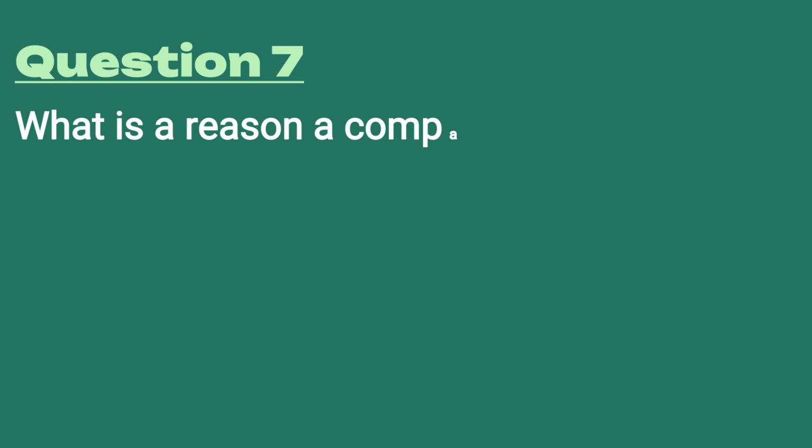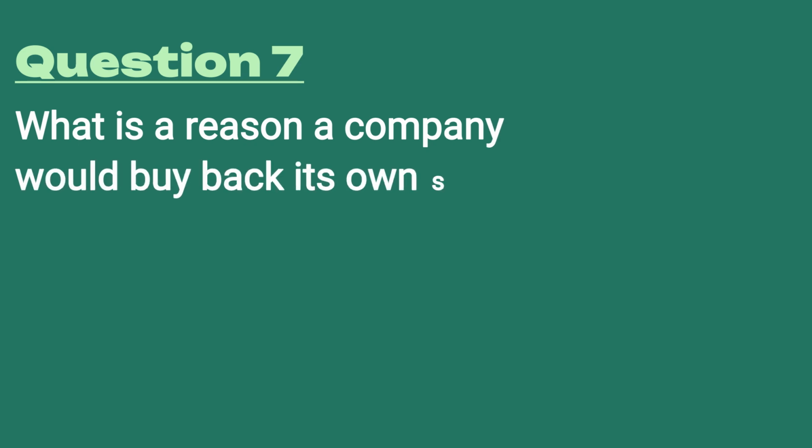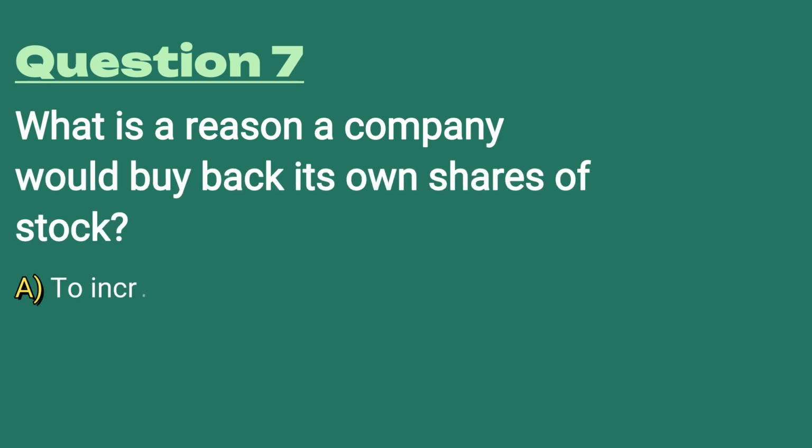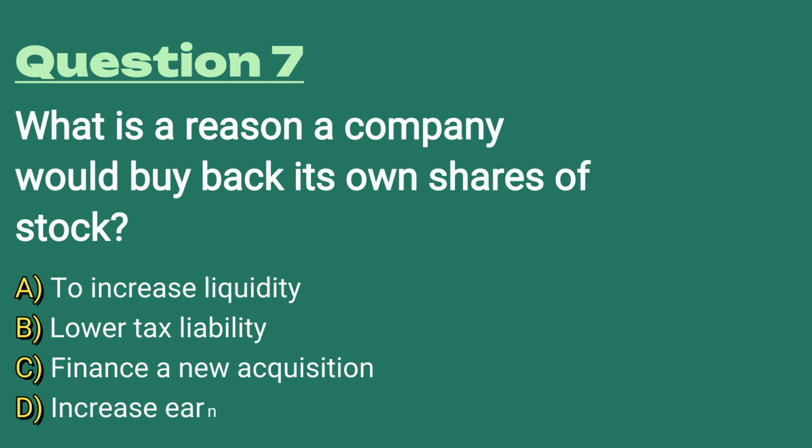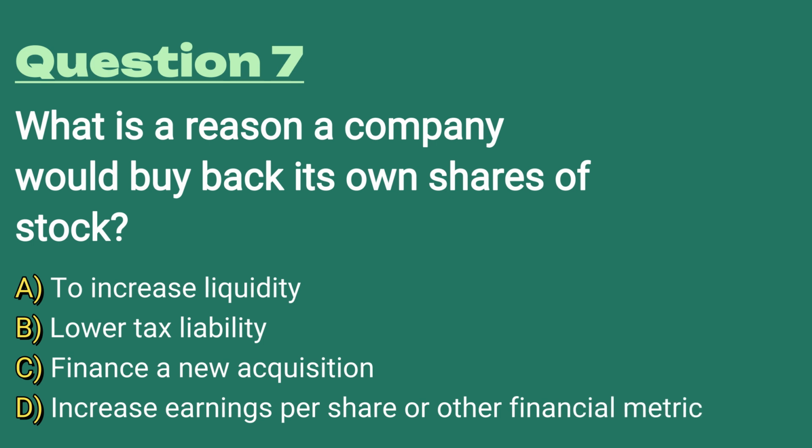Question number 7. What is a reason a company would buy back its own shares of stock? A, to increase liquidity. B, to lower tax liability. C, to finance a new acquisition. Or D, to increase earnings per share or other financial metrics.